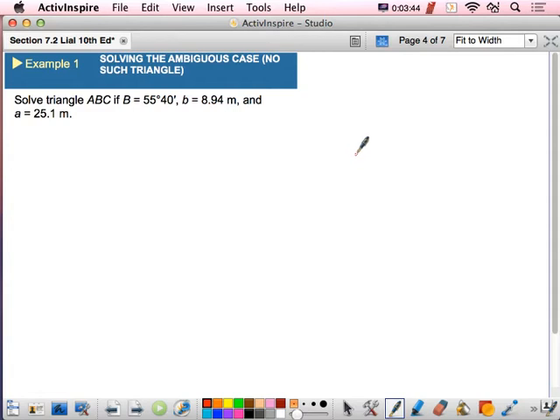So let's let this be A, B, C. Here's what we're looking at so far. We know that capital B is 55°40'. We know that side little b is 8.94 meters. And side little a, which is opposite capital A, is 25.1 meters. We want to figure out what the missing A, C, and little c are.